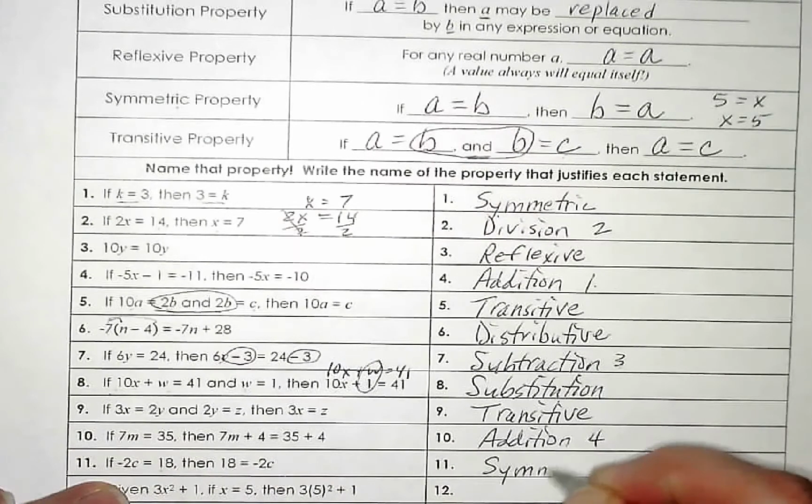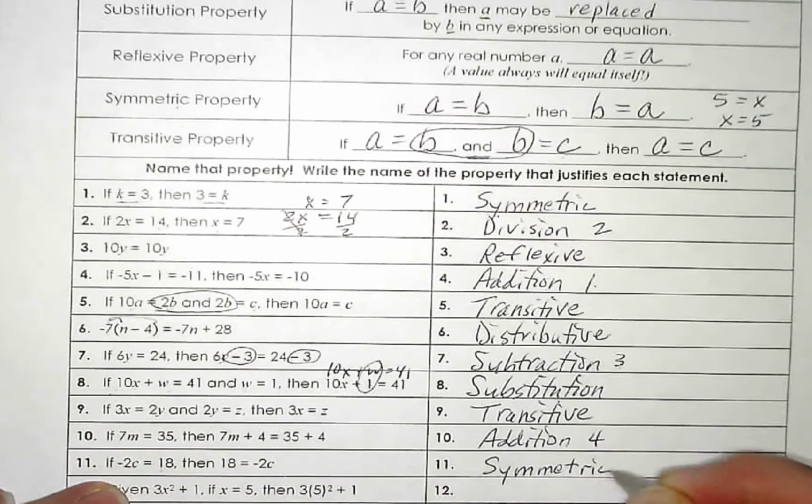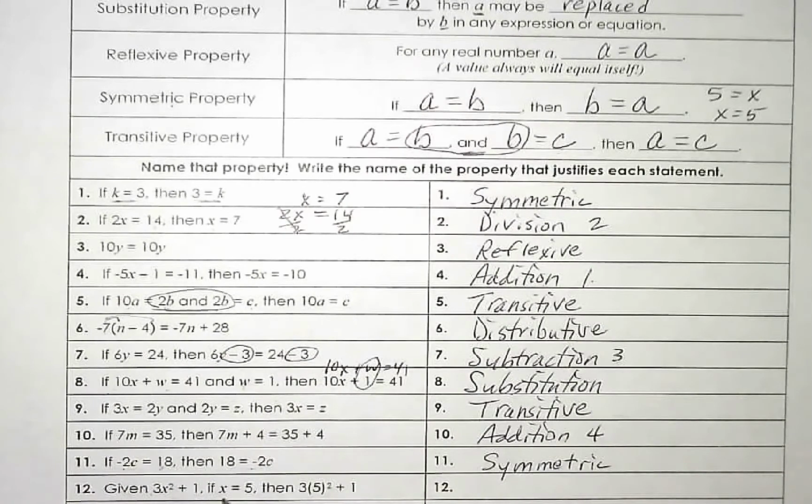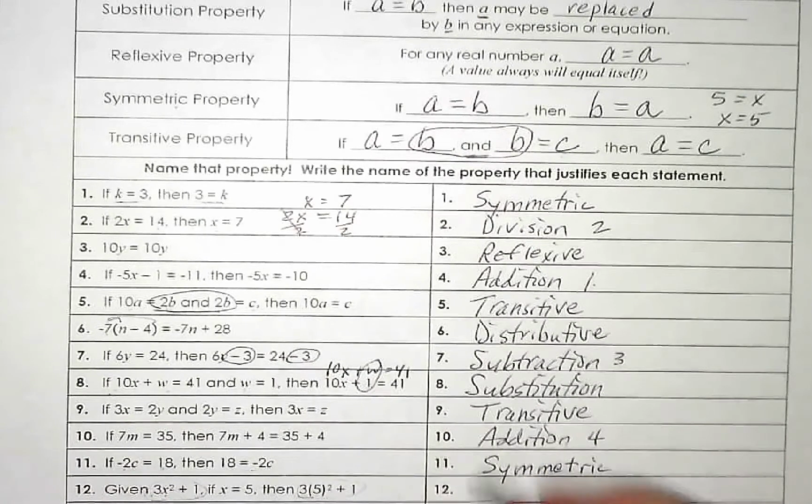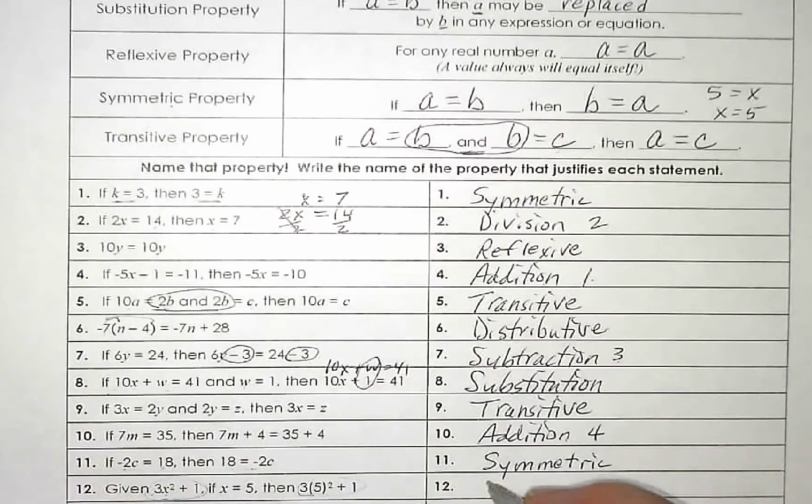Again, you're looking to see what did they do to this to get this. And that one they just switched it around. Number 12, I'm given this, and I also know x equals 5. How is this different to this? In place of the x, they put a 5. And anytime you say in place of, that's called substitution.